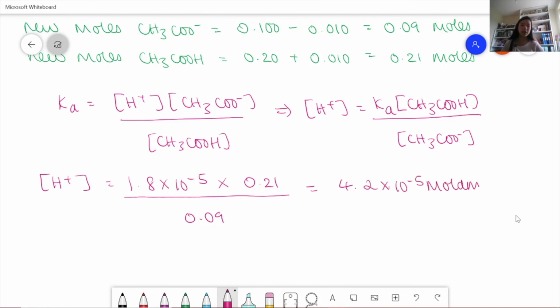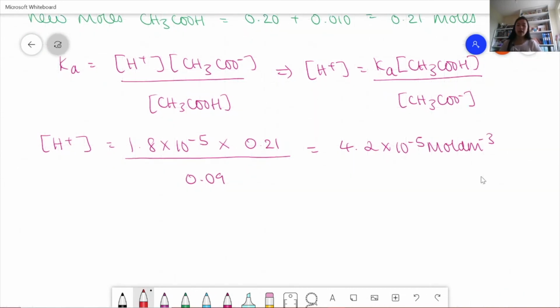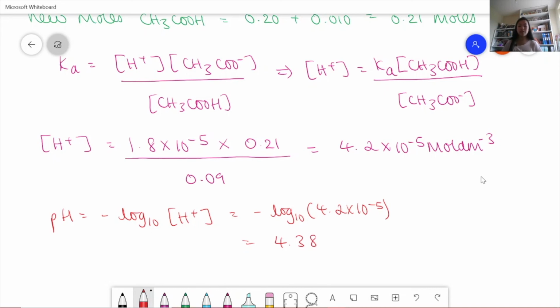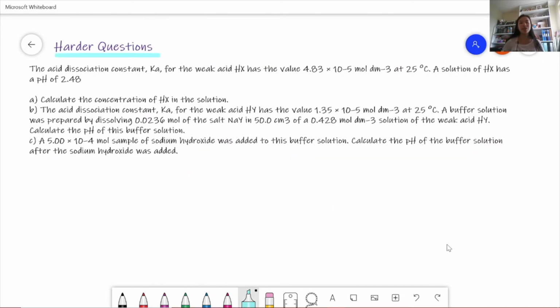And then the very last step is to use the pH formula. So we have pH equals minus log to the base 10 of the concentration of H+ ions. And so we have minus log to the base 10 of 4.2 times 10 to the minus 5. And this equals 4.38.